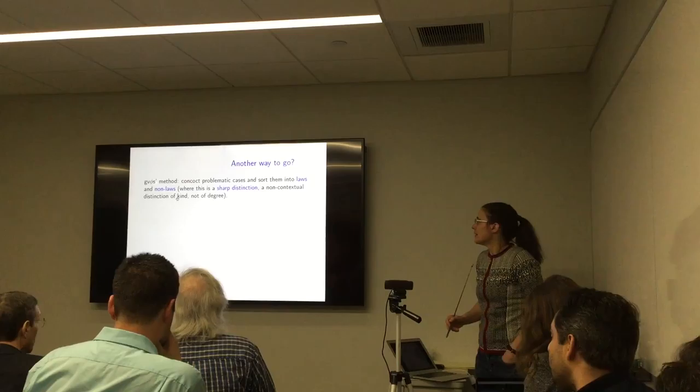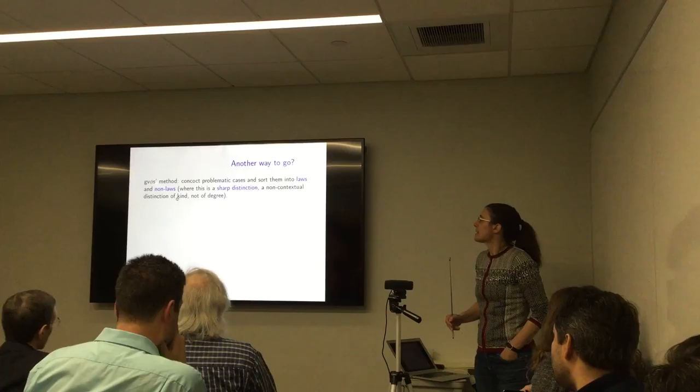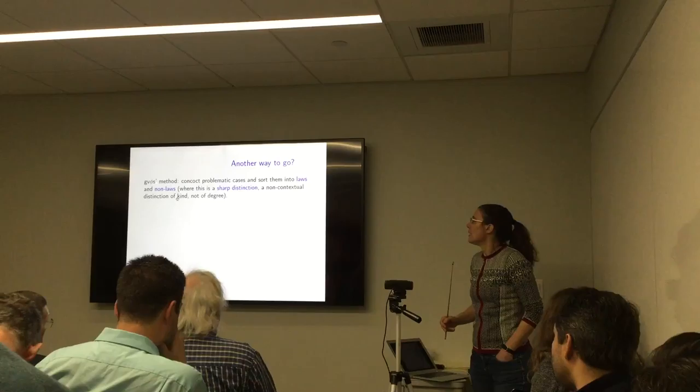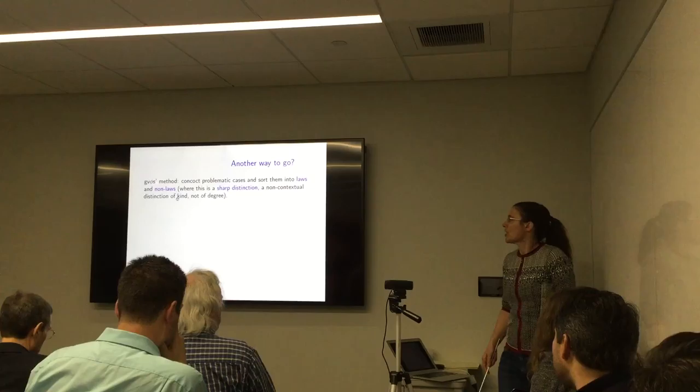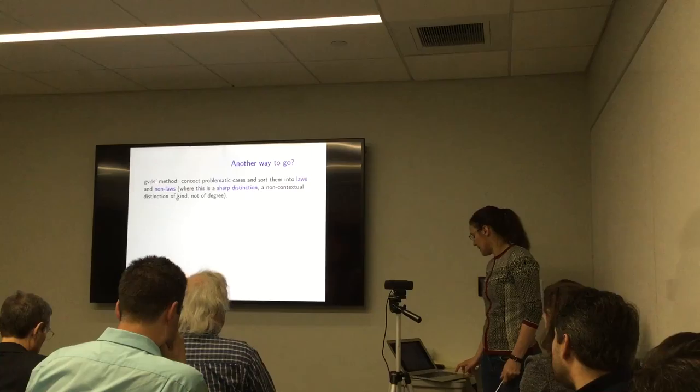That method presupposes that the sort of sharp distinction evinced in the Wigner quote is a good way to think of the relationship between laws and initial conditions. There's a sharp distinction between laws and accidents, a sharp distinction that's non-contextual, that's the same everywhere you draw it, and never a matter of degree, a distinction of kind.